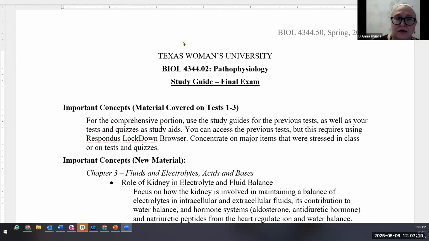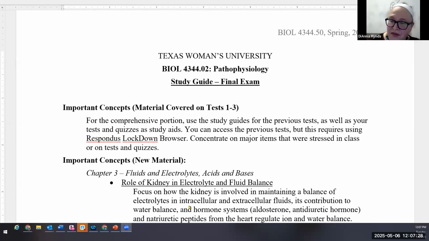The study guide is posted in Canvas. It's actually been posted for at least a few days. I think I fixed it to be accurate with the information that will be on the final exam. I think I did that last week. And so here, let me share this. What you should be seeing now is the study guide, and you should be able to see my mouse with an arrow there, the cursor.